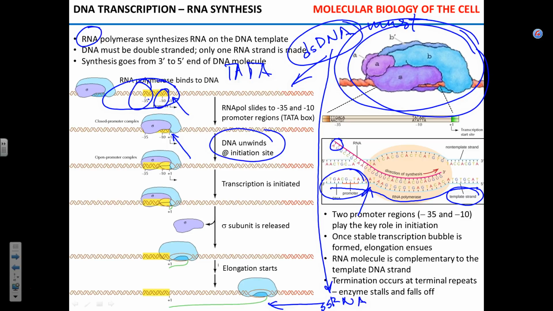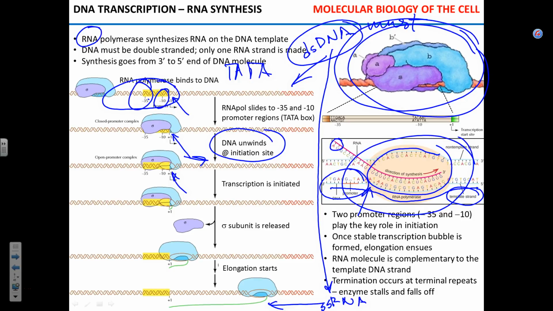It unwinds at the initiation site. I don't know if you can see that unwound DNA. You can see it here. By the way, that part of the DNA which is unzipped is called the transcription bubble. And that bubble slides together with RNA polymerase down the DNA molecule. Does that make sense?